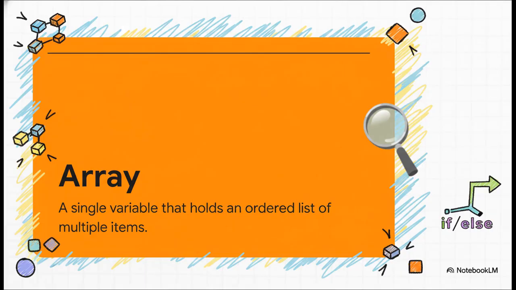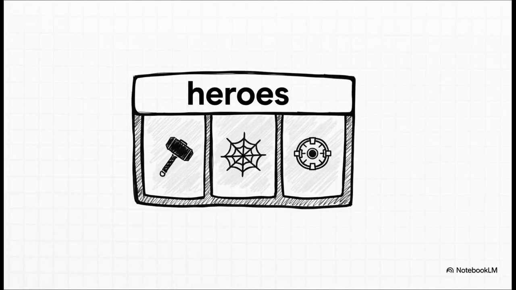To handle whole collections of data, JavaScript gives us this awesome tool called an array. You can think of an array like a big filing cabinet drawer. It's a single container that can hold a whole bunch of items, all neatly organized in a specific order. So instead of making a separate variable for every single thing, we can just group them all together under one name. And this is a perfect example.